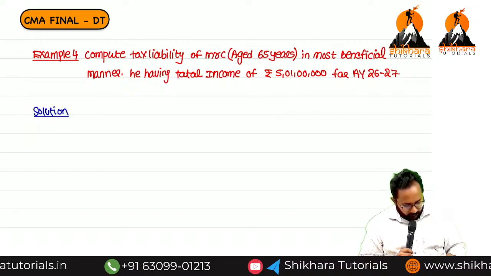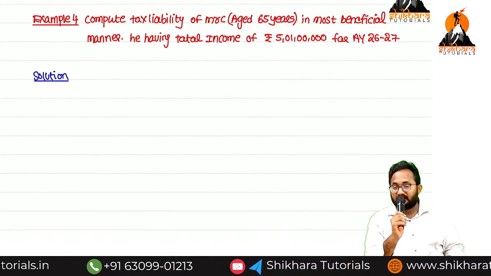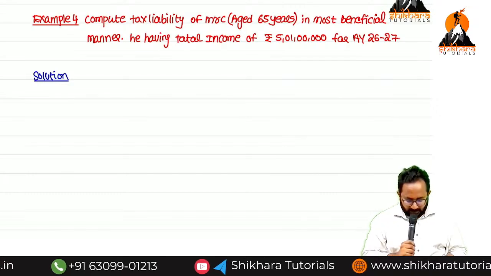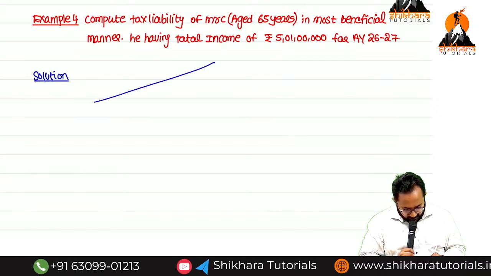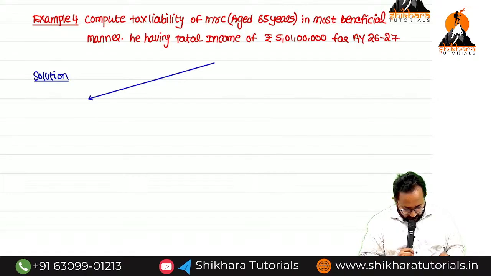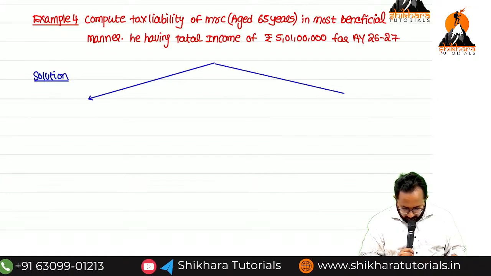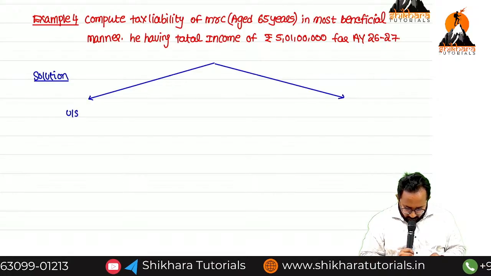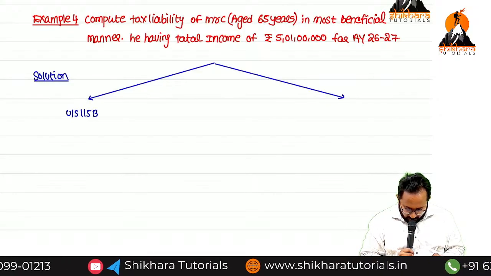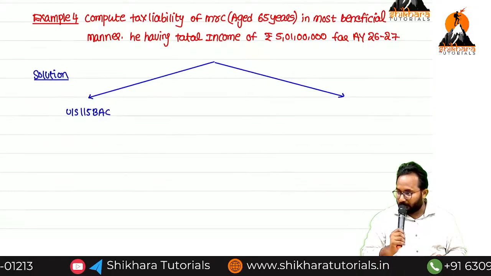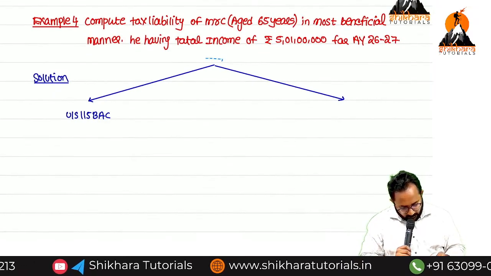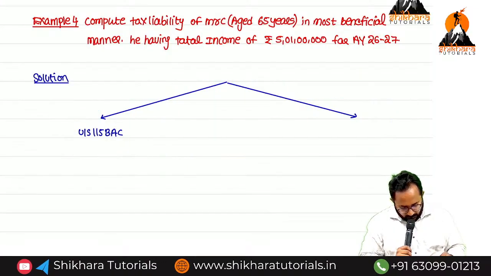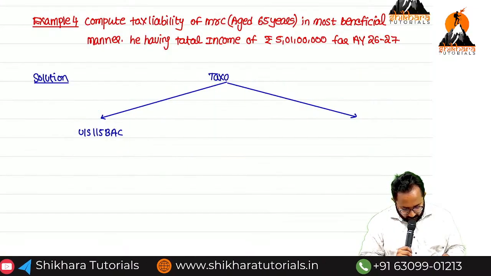Here, SSC is how many years, ma? 65 years. So now they are asking most beneficial manner, which means you have to compute the tax liability under the default tax regime first, then under section 115 BAC you have to compute tax liability. You have to compute tax liability under both the regimes, ma.